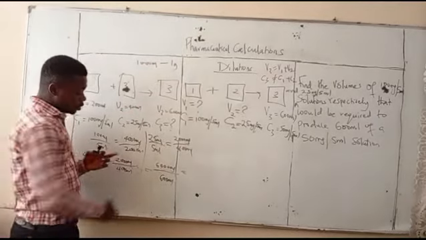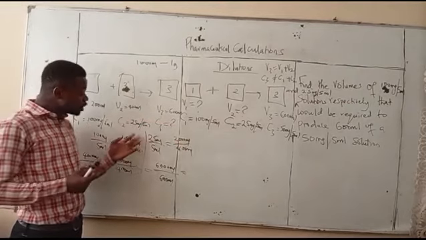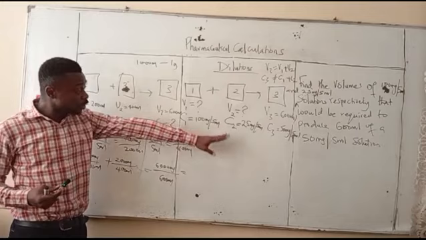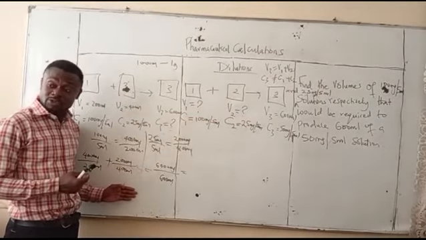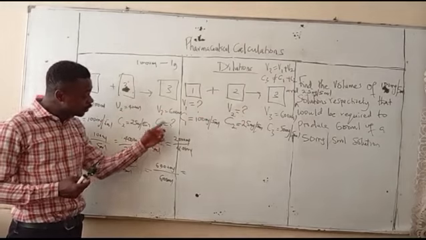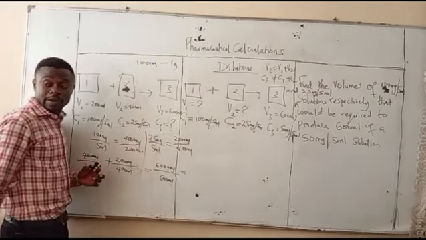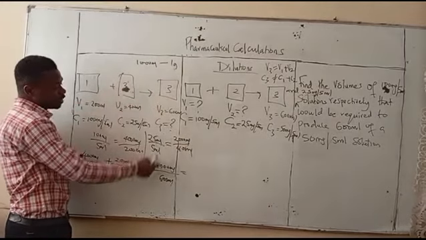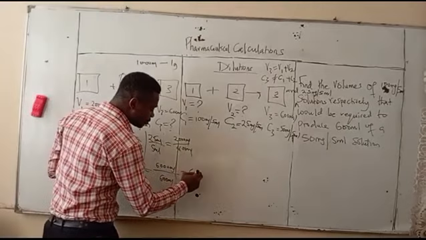True or false? I just want to use this to show you how to solve alligation media. This question requires alligation alternate. I'm just telling you how to solve alligation media because we are looking for this final concentration. So if you move this to gram, if 1,000 milligram is 1 gram, how many gram will 6,000 milligram be? Good, 6 grams.